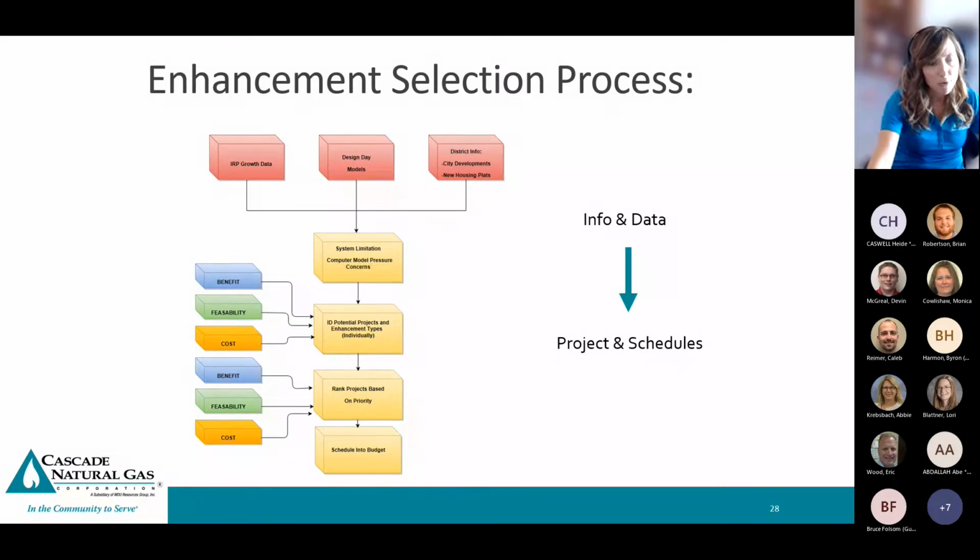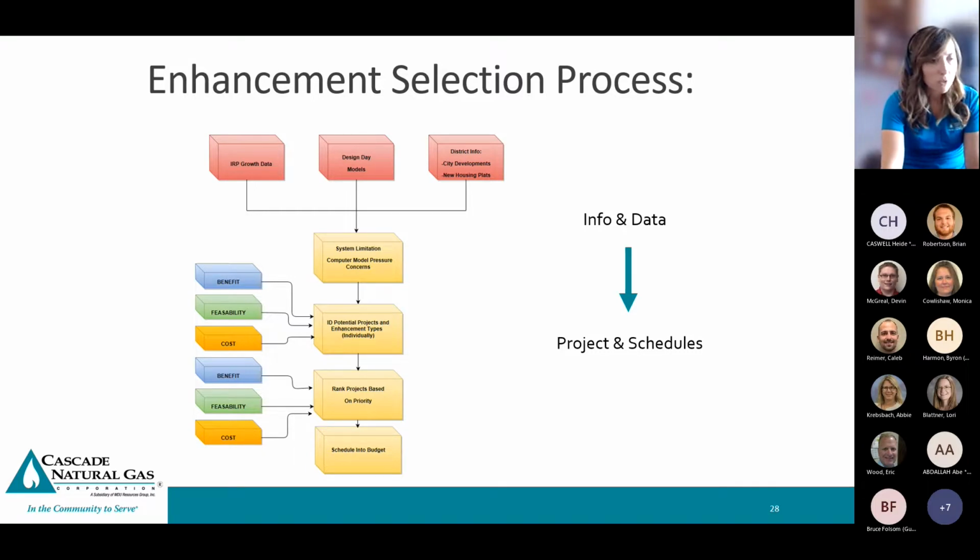But yeah, to build on that, we'll go back over these blocks a little bit. This is how we internally take all this information in and make decisions and get it into the budget. We take all our IRP growth data, we have our design data models that are calibrated for our peak weather events. And then we also get information from our districts and our local personnel about what's going on with city projects, new housing developments, etc. We take all that in and identify our system limitations, so our deficits.